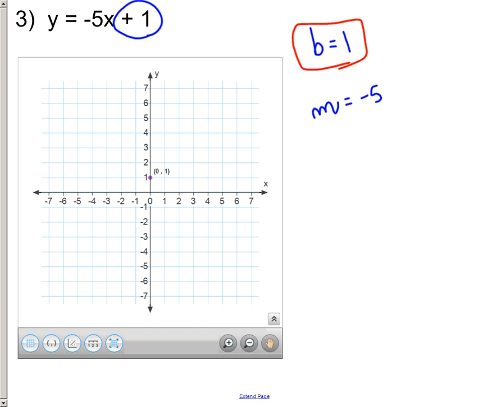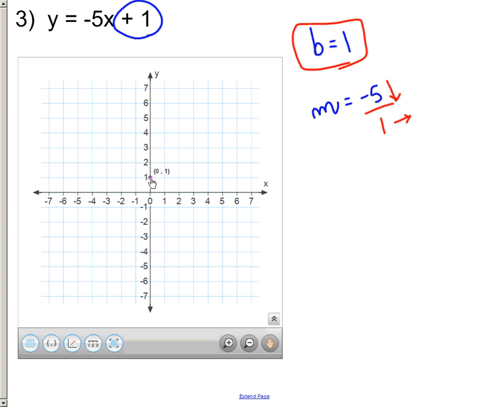How do I find this? Someone said, Mr. Tate, do I just put like 5 on the bottom or negative 5 and make it the same? No. How do you make any integer into a fraction? You just put a 1, a positive 1, underneath it. So my slope is telling me to go down 5 and to the right 1.